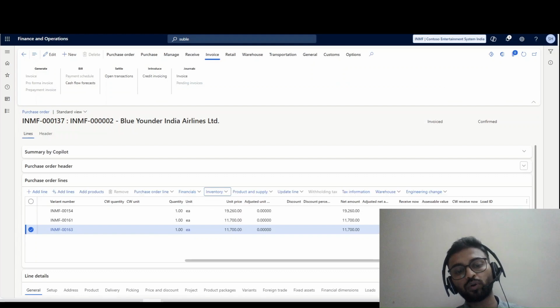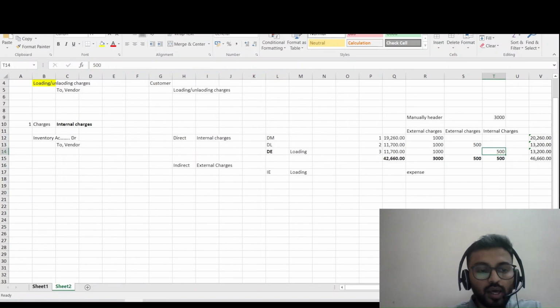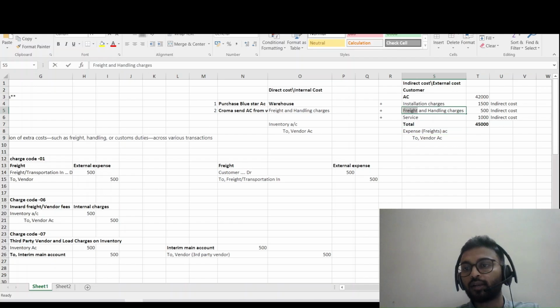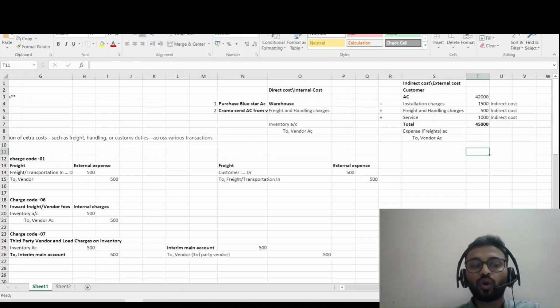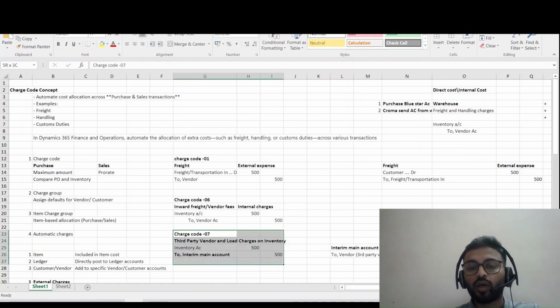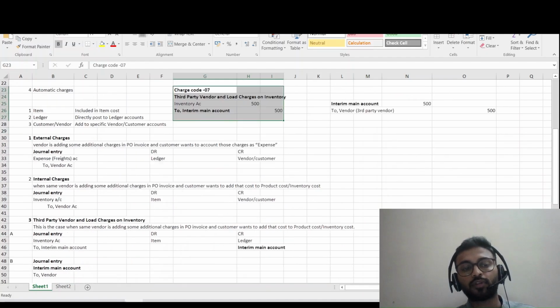Oh, there is one more thing. I have given one example here. In this example, there is one more scenario that is called third party charges that I will cover in the next video. I'm cutting this video down because of the time constraint. In the next video, we'll check the third party vendor, and also we'll check the automatic charges.